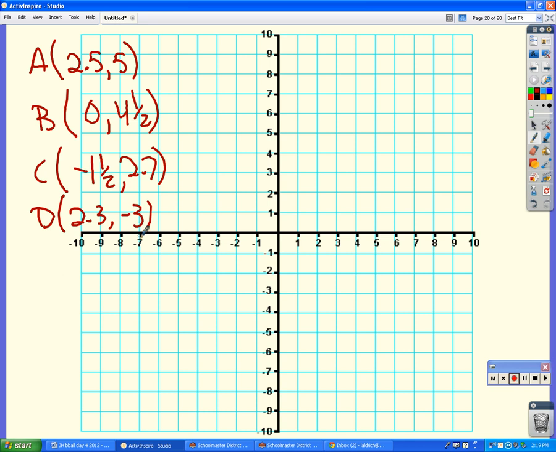All right, okay, listen up, please. I need a volunteer to come up here. Do you see my hand go up? Matthew, Lindsay, will you come up? Will you graph the point 2.5, 5 for us?